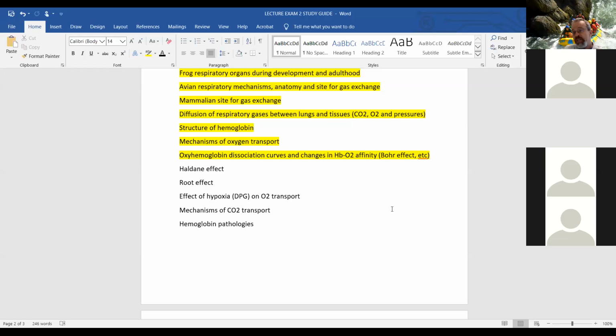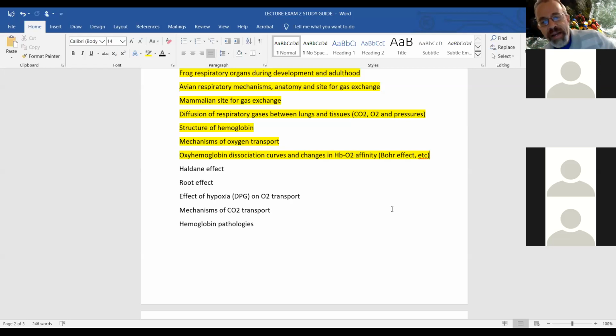As it gets near the tissues, especially more metabolically active tissues, but tissues in general, we don't want that hemoglobin to hold on to the oxygen forever. It's got to dump it off. So we see a change in affinity, a decrease in the affinity. And this is what's known as the Bohr effect.